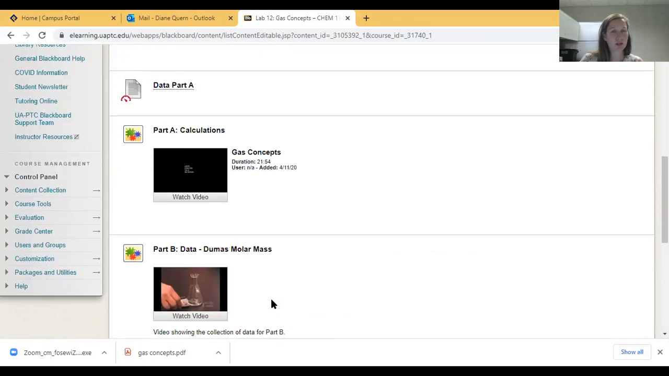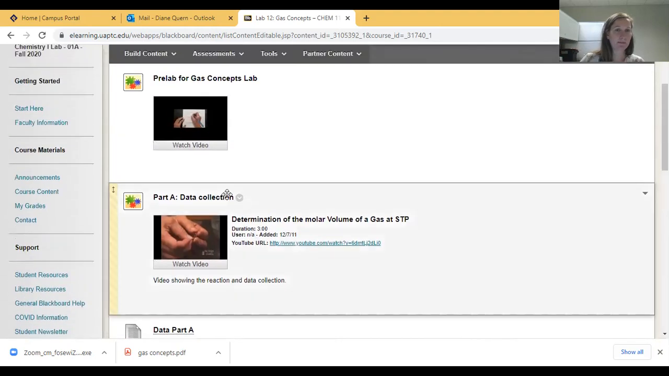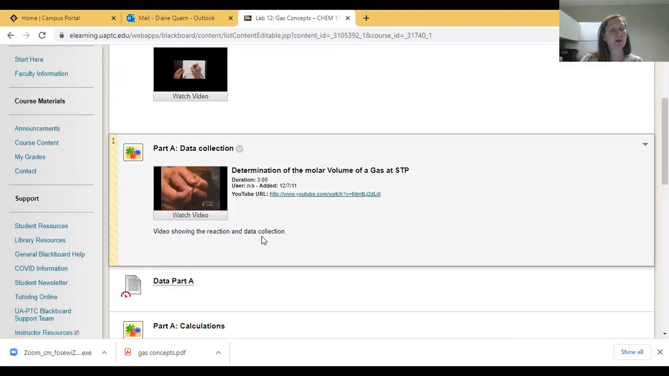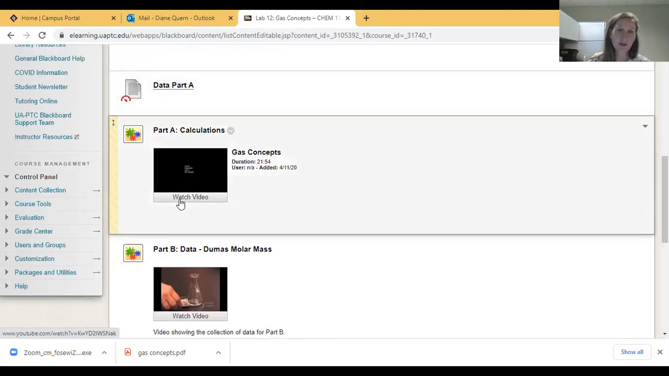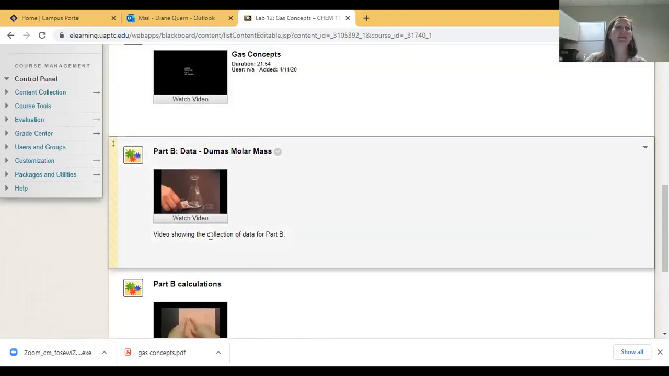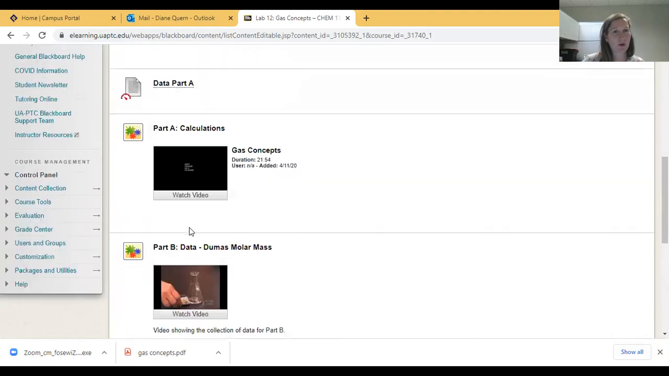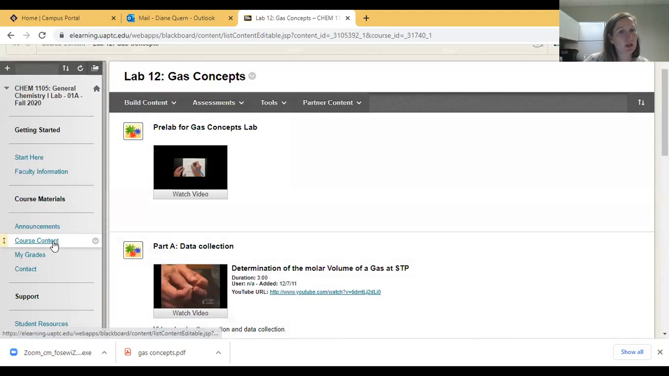You can see too that I did it in parts. There's a part A and a part B. I have a video for just the pre-lab portion, a video for the data collection of part A, and then I have a copy of the data. If you click on that, it'll open an actual scanned copy of the data for part A. And then the calculations for part A. There are quite a few videos just because I know you guys haven't covered it yet in class, so I wanted to be a little bit more thorough. But just so you know the change of the due date, it's November 9th for everybody.